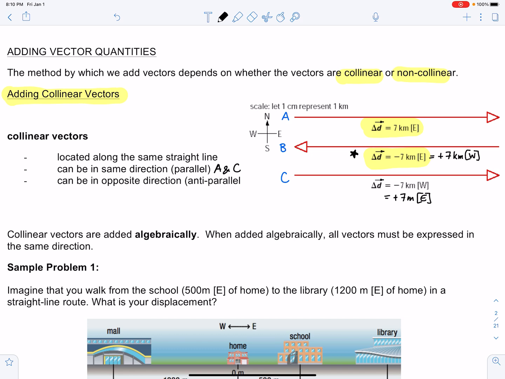Then let's take a look at vectors that are pointed in opposite directions. If they're pointed in opposite directions, then we say that they are antiparallel collinear vectors. So, vectors A and B are pointed in opposite directions. So, A and B are collinear but antiparallel. B and C are also collinear vectors because they're pointed along the same straight line, but they're in opposite directions, so B and C are also antiparallel collinear vectors.